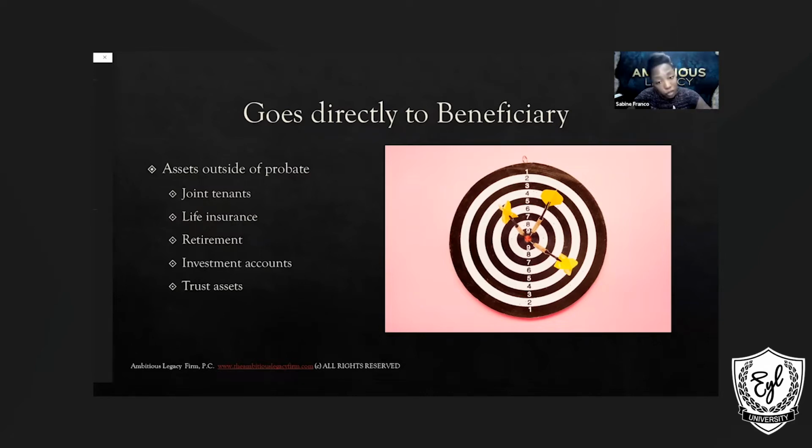And we have life insurance, like we talked about. Life insurance goes directly to the beneficiary once they make that claim and provide the death certificate. Retirement accounts, investment accounts, and if you have a trust, the trust goes directly. It does not go through the court system. So whoever's the trustee, they'll be able to just continue and roll with it. All of the assets should be listed when it comes to the trust, or at least owned by the trust, so that the trustee knows exactly what to do. So it makes life a lot easier.